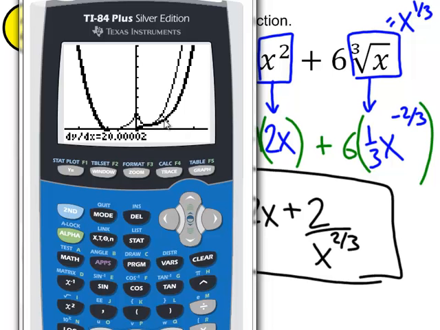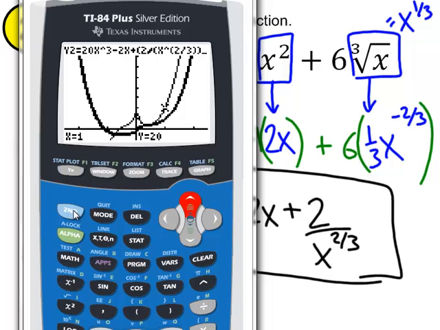Well, that should be the y value of my derivative curve, right? So let me hit the up arrow button. Notice that now I'm on y2. The calculator is focusing on y2. And notice that indeed its y value is 20. So those two are in agreement with each other.